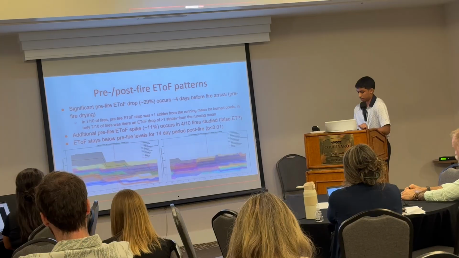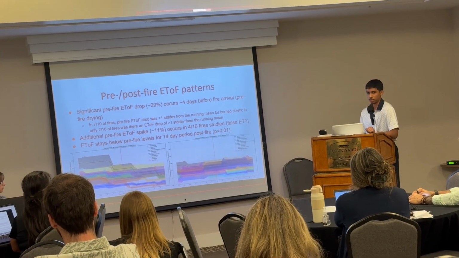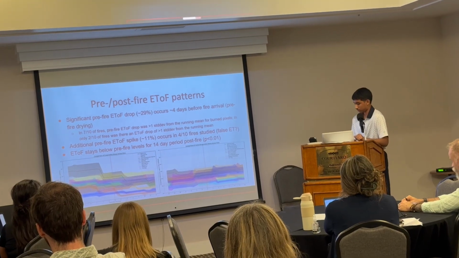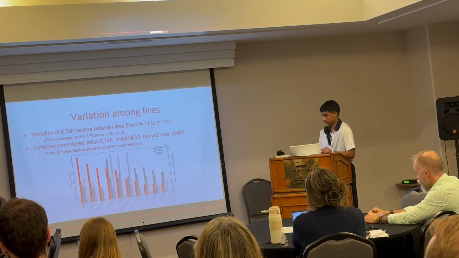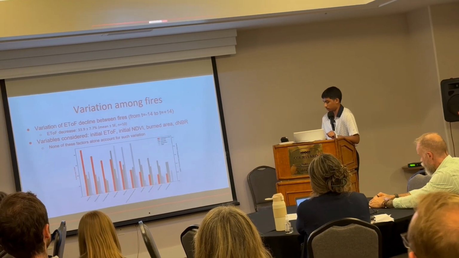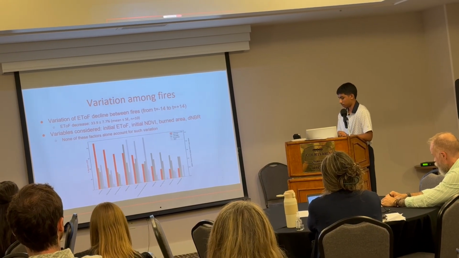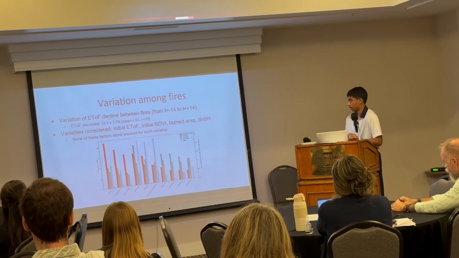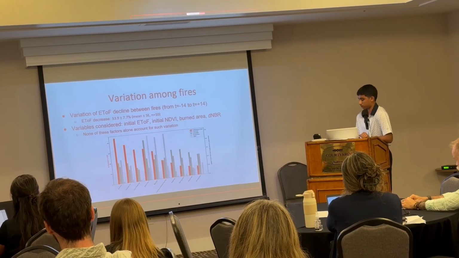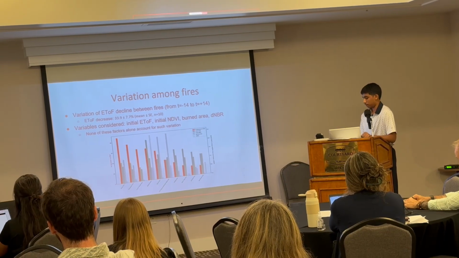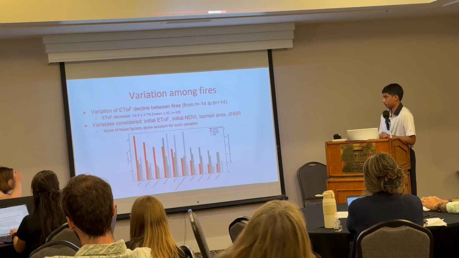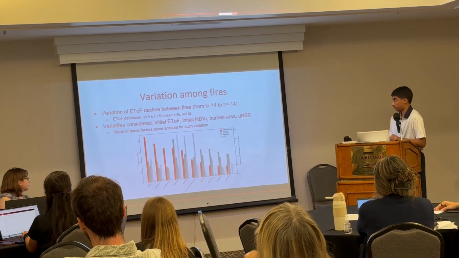Fire, and this reflects lasting vegetation stress. Also, while the overall pattern was consistent throughout the fires, the size of the ETOF decline from T equals -14 to T equals +14 varied across all the fires. So we see the mean ETOF decrease was about 33.9%, which is very large.